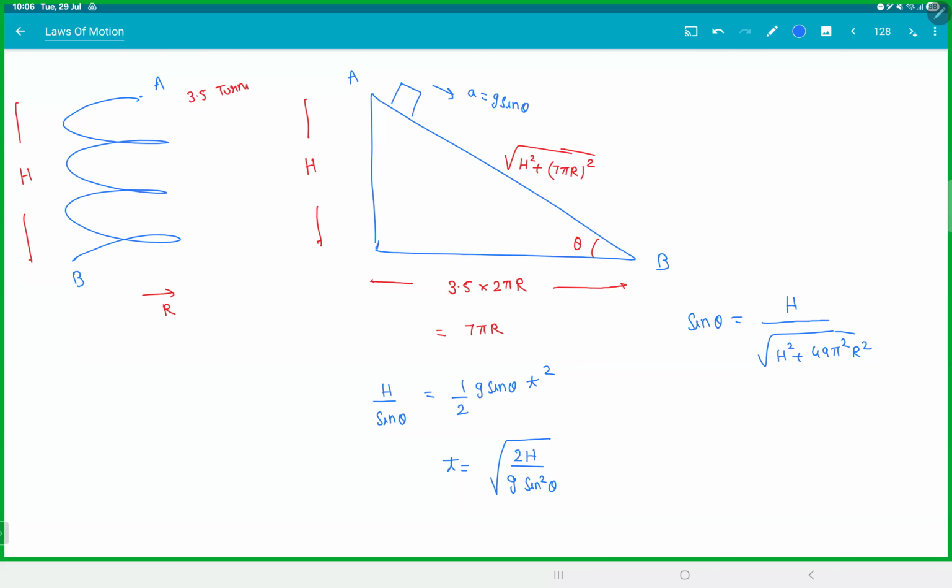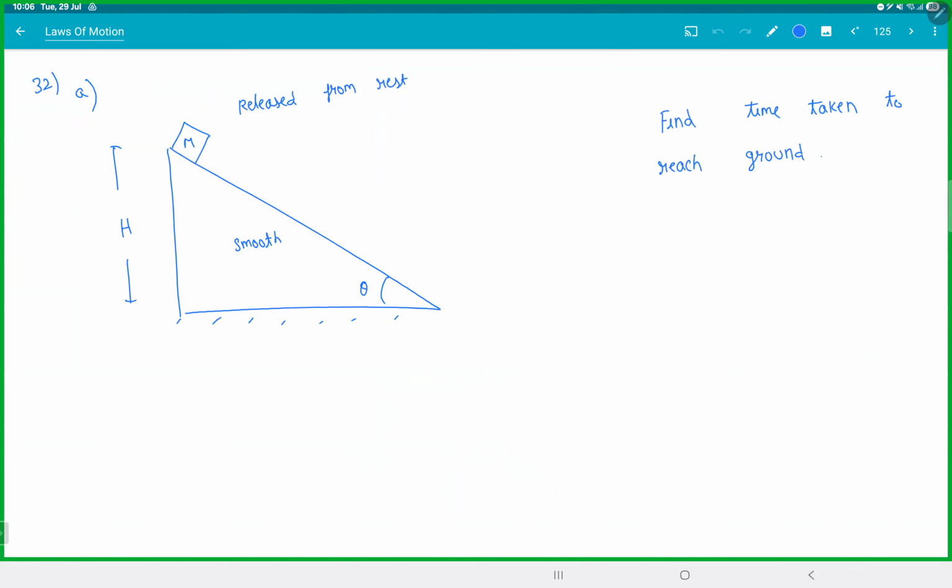I'll leave it to you there. You can simplify it further. So that is the catch in the question. You have to convert the helix into a diagonal, so it becomes like an incline. And then once you know the incline, the problem becomes like this one, the first part.